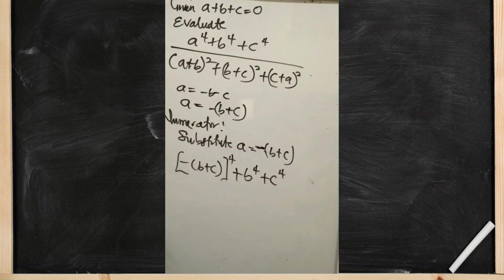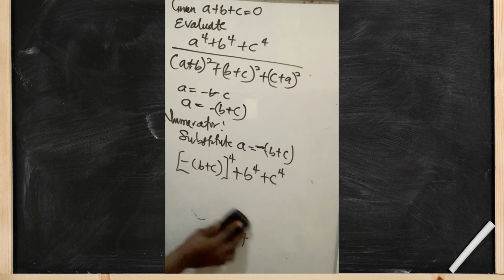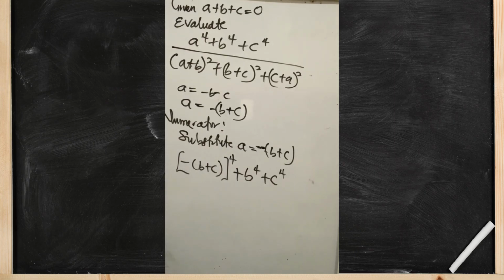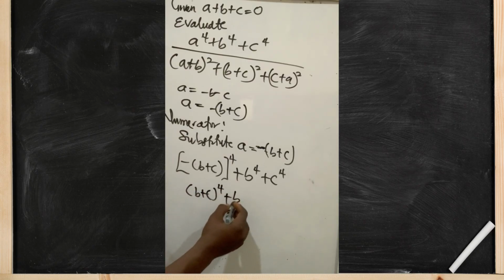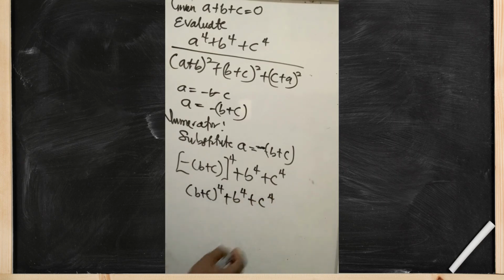Now, the first thing that we want to establish here is what sign will be remaining. When we are talking about raised to power 4, we are saying minus times minus times minus times minus. Minus times minus will give you plus. So we're having plus times minus times minus. Minus times plus will give you minus. So we're having minus times minus. The eventuality is going to be a positive sign. So since the eventuality is going to be a positive sign, it is safe for us to rewrite this in this manner. It can be written as (B plus C) raised to power 4 plus B raised to power 4 plus C raised to power 4.